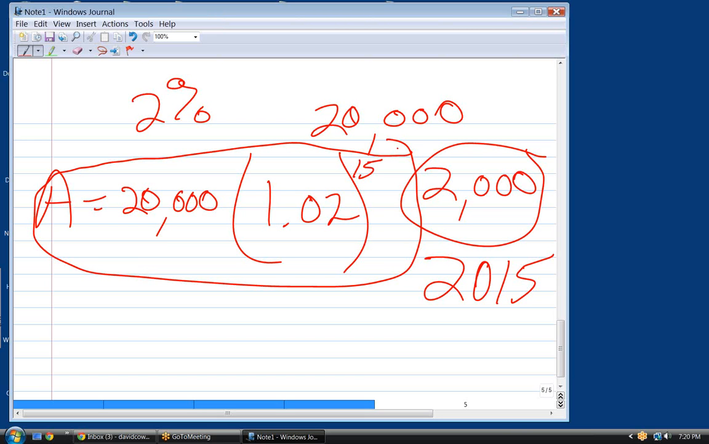Now, in reality, populations tend to increase continuously, but they went out of their way to tell you it was an annual increase of 2% per year. Had they said that it increases at 2%, you could have interpreted that as continuous, and then we would have used the A equals PERT. But they definitely said at an annual rate, so we can use the annual growth exponential equation.